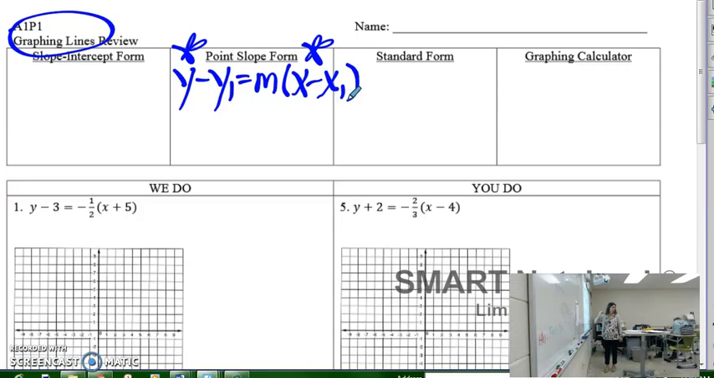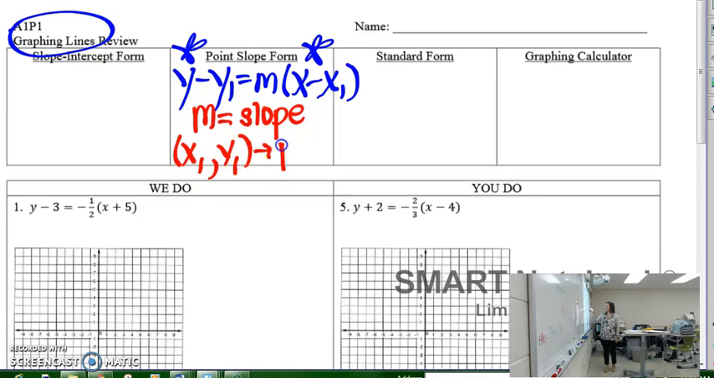And from this point slope form equation, you can pull out the slope, that's the m, and you can also pull out a starting point, that's the x1, y1. And remember, when you pull out your point, it has the opposite signs as what you see in the equation.